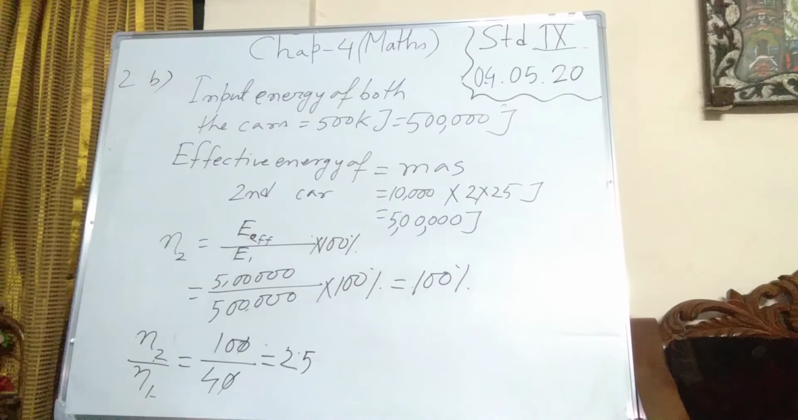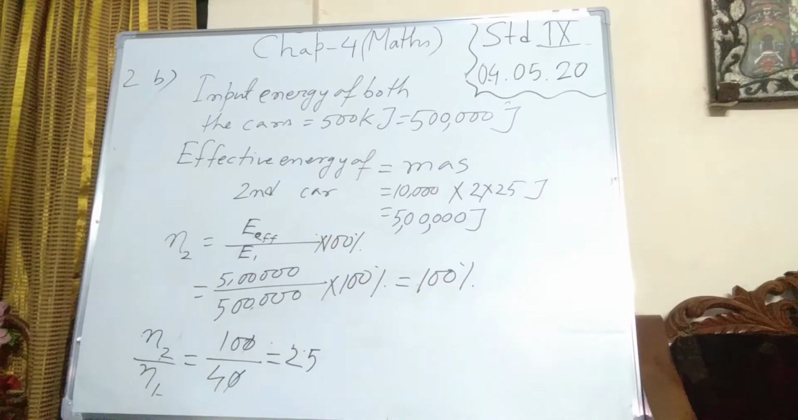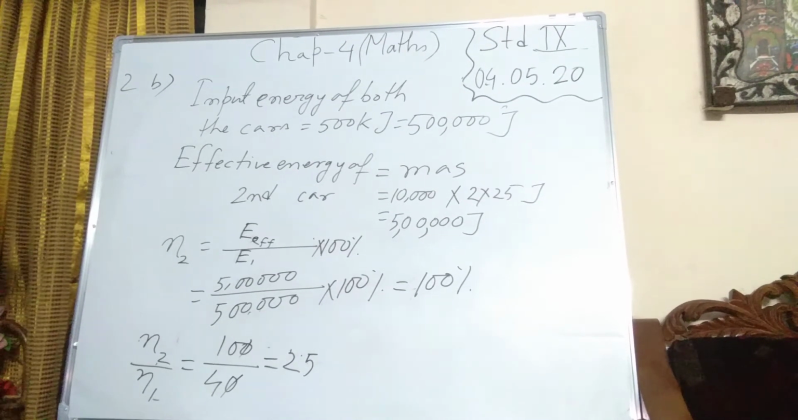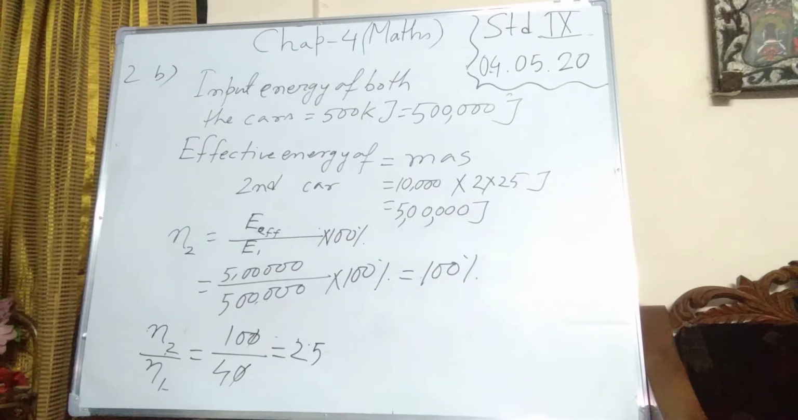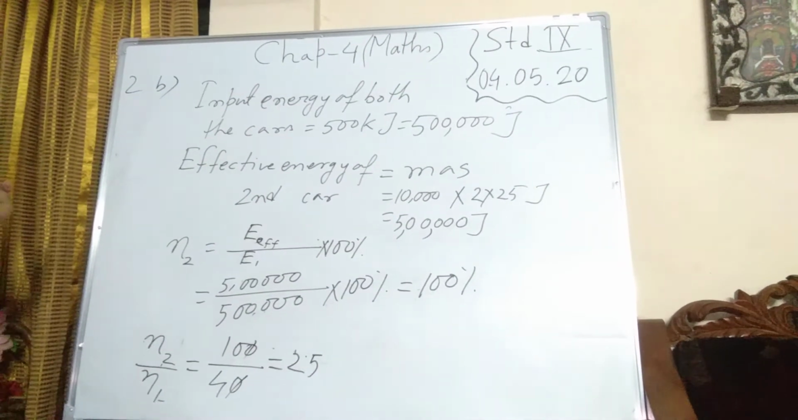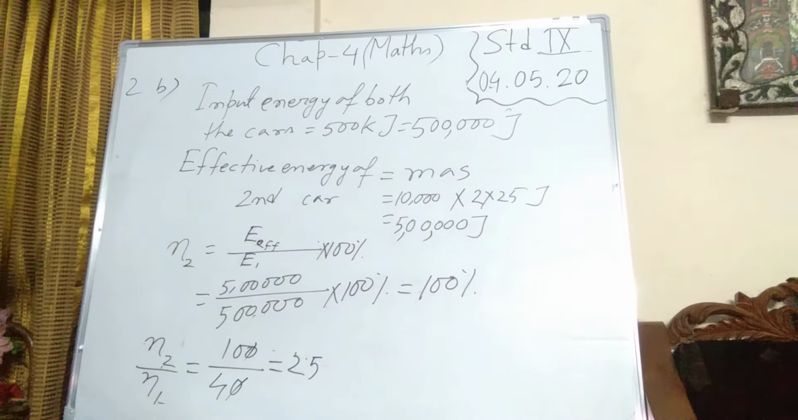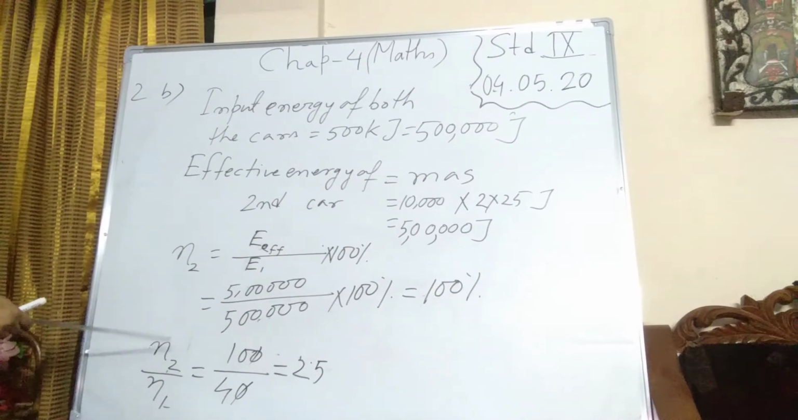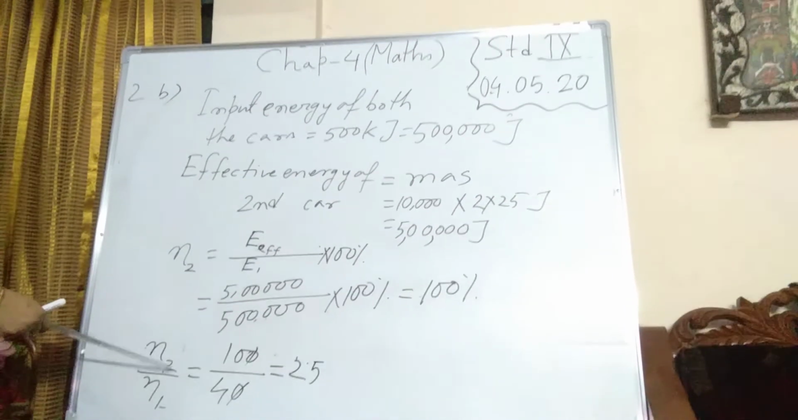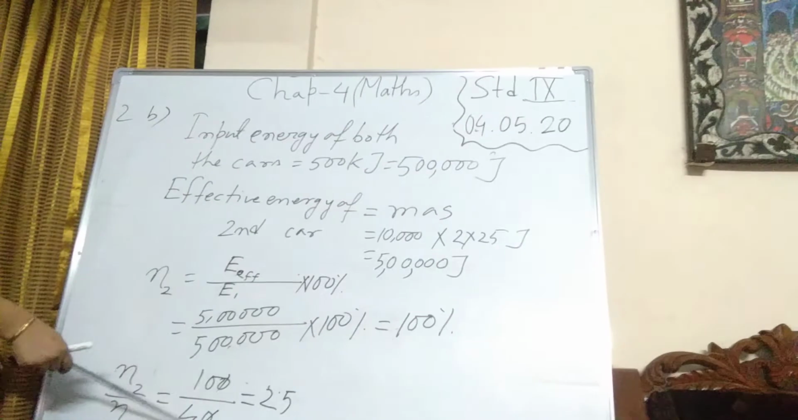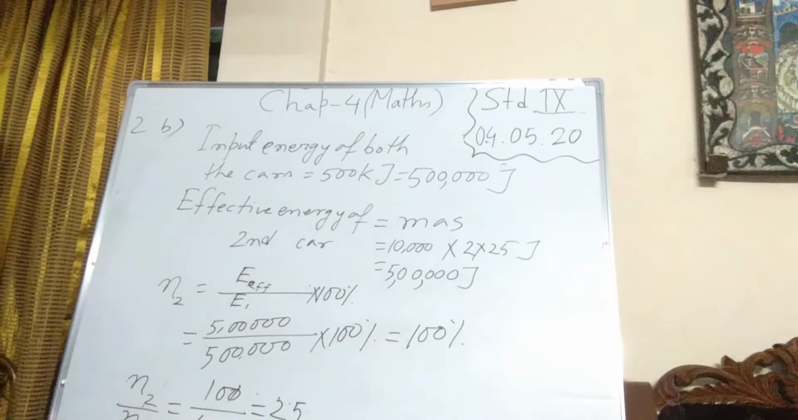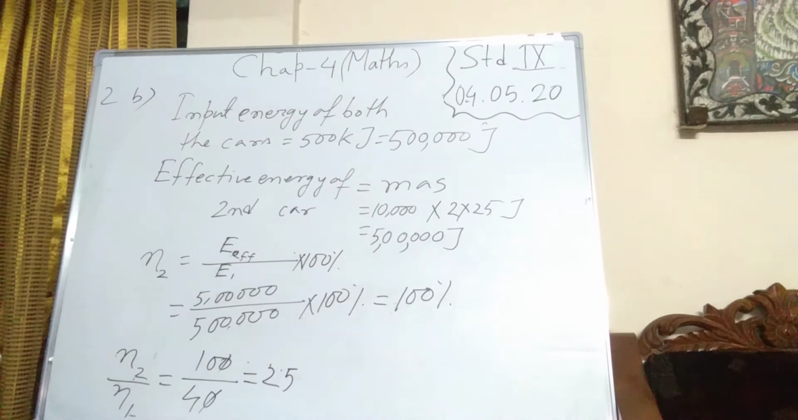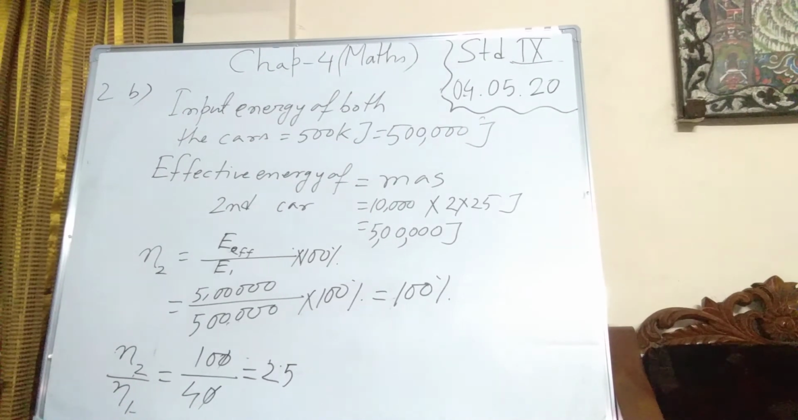Now in the question you have been told to compare the efficiencies of both cars. You can compare in many ways. You can find out the ratio, or you can subtract the efficiencies. I think the ratio is better. So here I have found the ratio of the efficiencies of both the cars: eta 2 by eta 1 equals 100 by 40, that is equal to 2.5. Also you can say the efficiency of the second car to the first car is 5:2. In this way also you can explain.